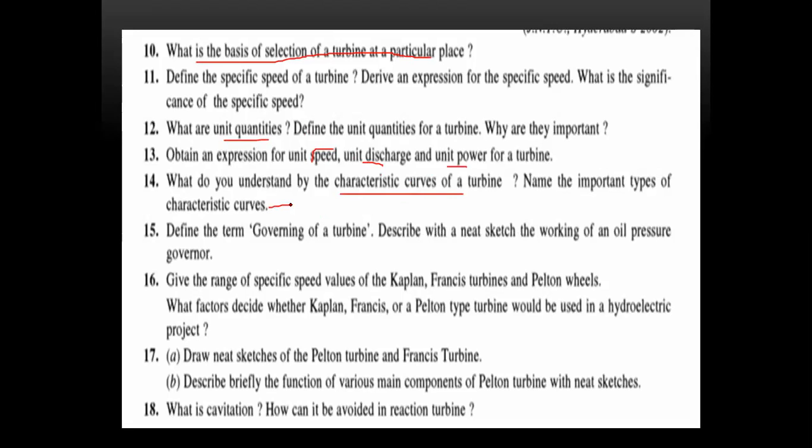మూడు ఉన్నాయి కాబట్టి మూడు గురించి రాయండి. Define the term governing of turbine with neat sketch, oil pressure governor గురించి రాయండి. Give the range of specific speed values of Kaplan, Francis and Pelton wheels. Draw the neat sketch of Pelton turbine and Francis turbine. Describe briefly the function and various components of Pelton turbine with neat sketch. What is cavitation? How can it be avoided in a reaction turbine?